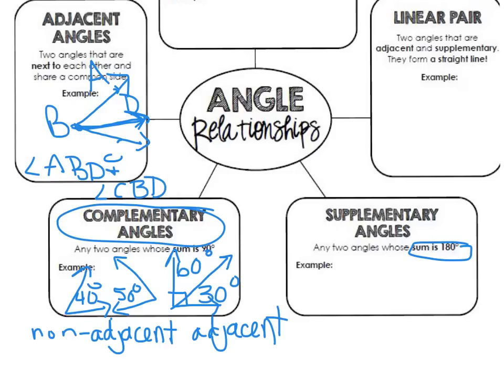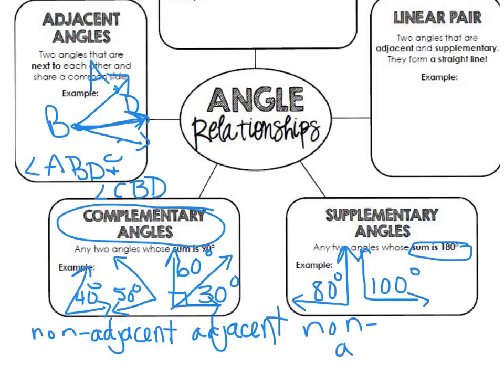All right, so let's think. We could have non-adjacent angles. Let's say this one is 80 degrees. Then the non-adjacent angle that was supplementary to that would be 100 degrees. Those are non-adjacent. And then I want you to draw a picture for adjacent angles, two angles that add up to 180.